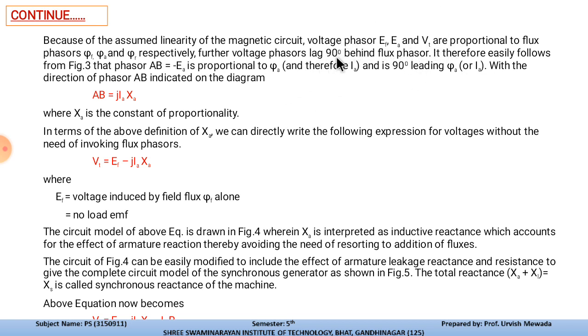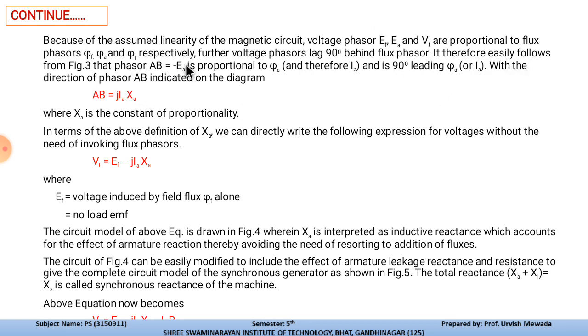So basically this flux is produced by means of the inductor, so that it lags the terminal voltage by 90 degrees, because phi is proportional to the current. If the current lags V by 90 degrees, then the flux will also lag the terminal voltage by 90 degrees.